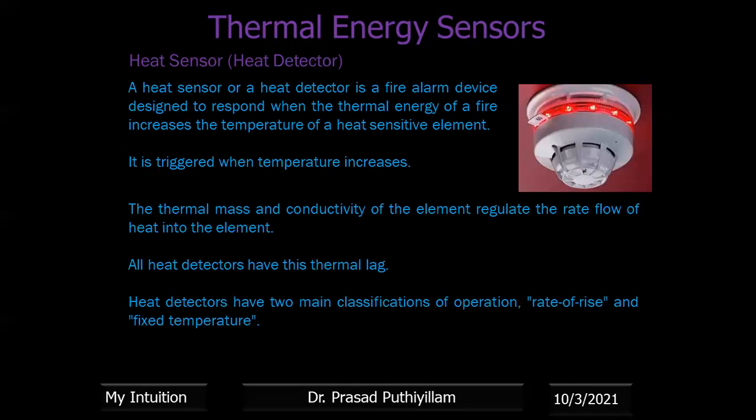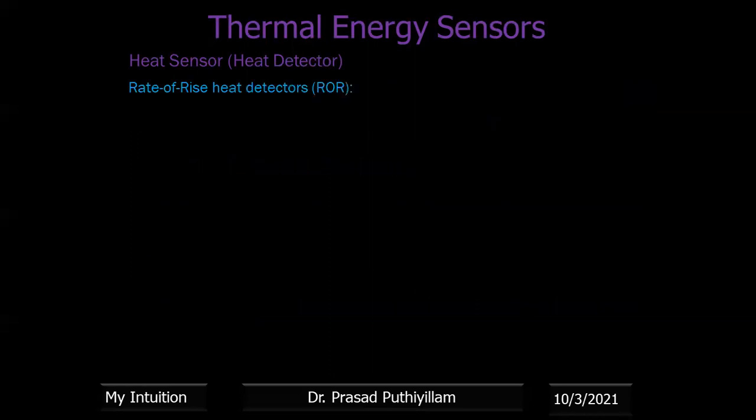Heat detectors have two main classifications of operation: rate of rise and fixed temperature operations. It is used to help in reduction of damage to property, not for exact measurement of the temperature or heat. It is used just as an alarm to make people aware that some fire is happening or there is a change in temperature in that environment.